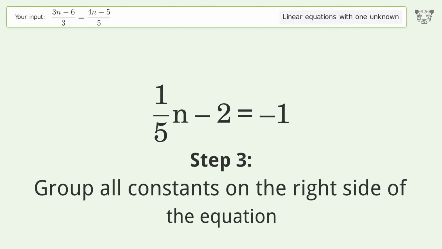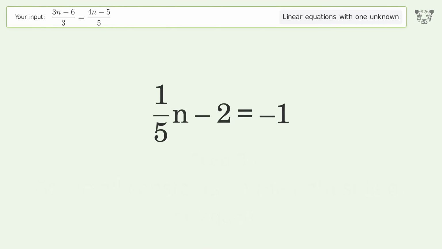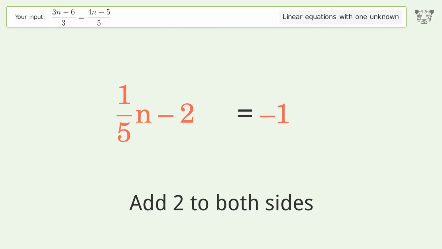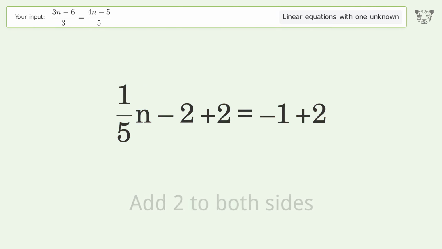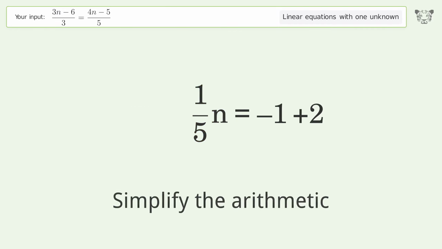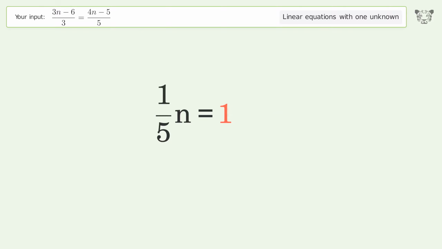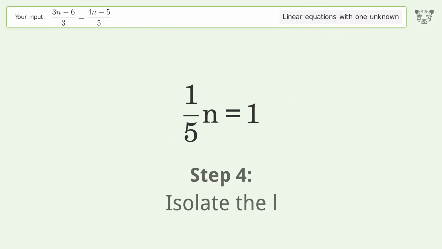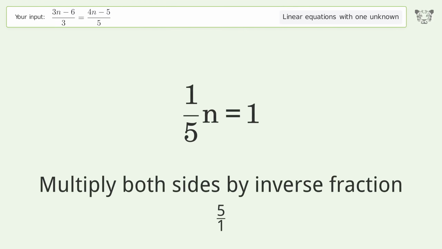Group all constants on the right side of the equation. Add 2 to both sides. Simplify the arithmetic. Isolate the n. Multiply both sides by inverse fraction 5/1.